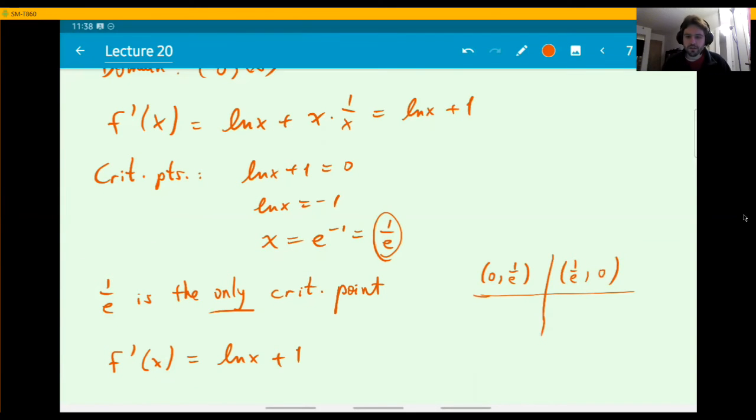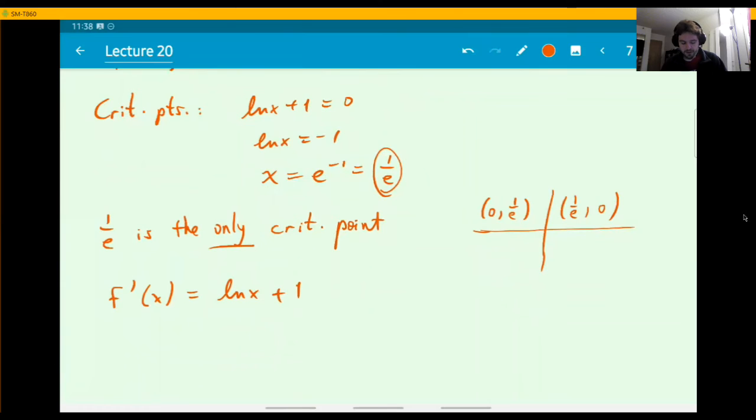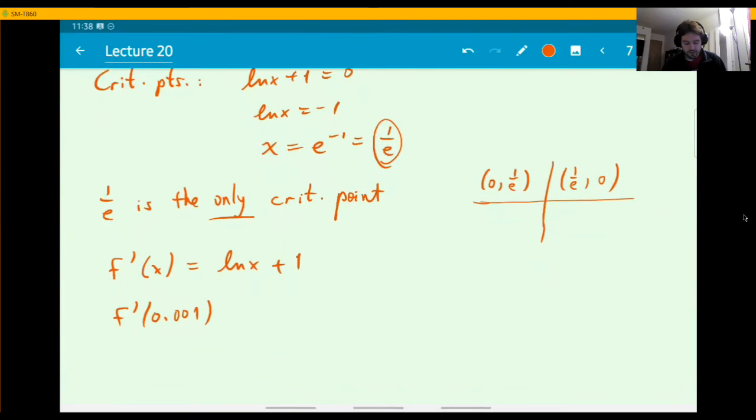One over e is between 0 and 1. You'd have to plug in a very small x for the first interval, like f prime of 0.001, to check whether this is plus or minus. But you don't have to know the exact value for this. This should be easy to think about. Just remember that ln x approaches negative infinity as x approaches 0. So this is probably a very negative number, right? We don't know the exact value, but it is negative.